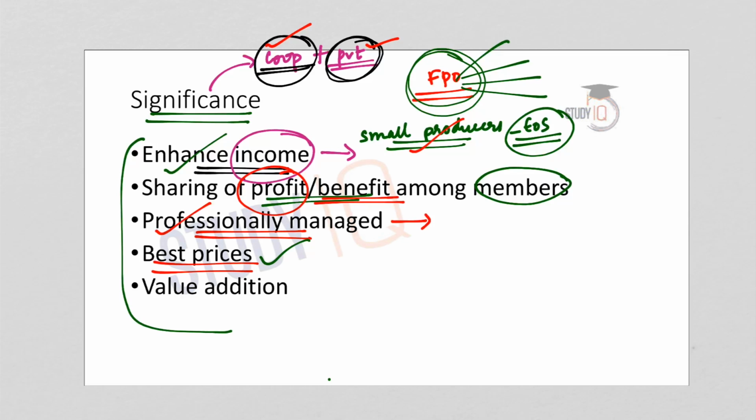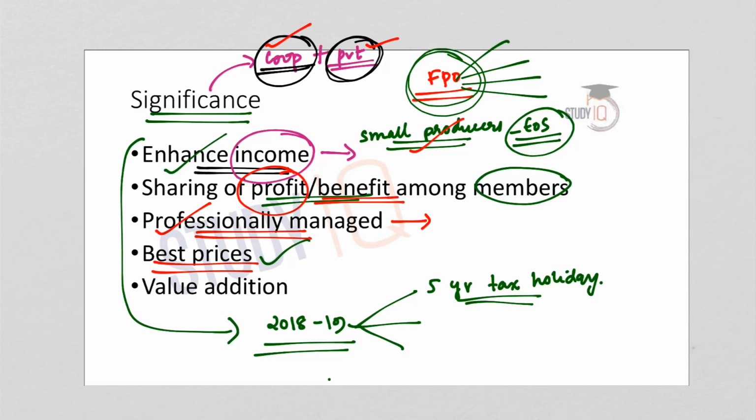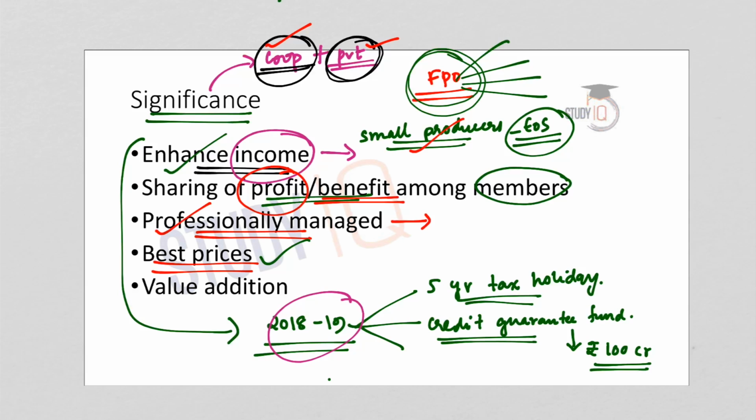So, taking into account all these advantages of FPOs, the Union Budget 2018-19 has made certain announcements on FPOs, and this includes providing a 5-year tax holiday to FPOs in order to promote the creation of FPOs, and also it has announced setting up of a small credit guarantee fund. So a credit guarantee fund would also be set up, and this fund would be of rupees 100 crore corpus. So these are certain announcements made by the government in the union budgets in order to promote FPOs.